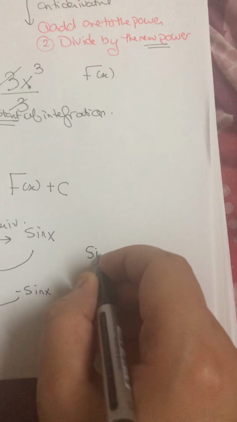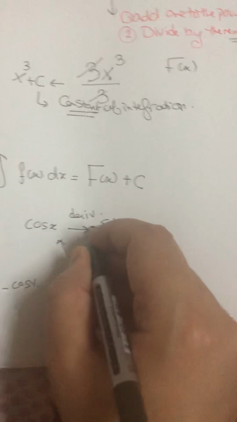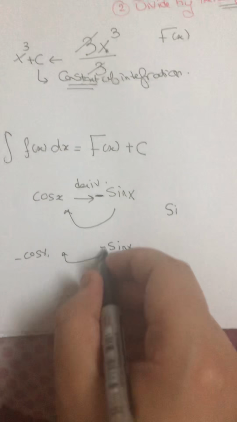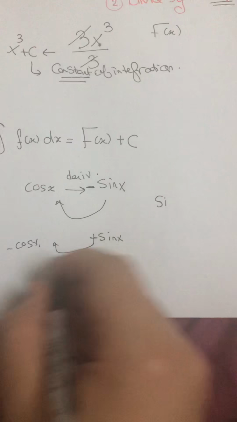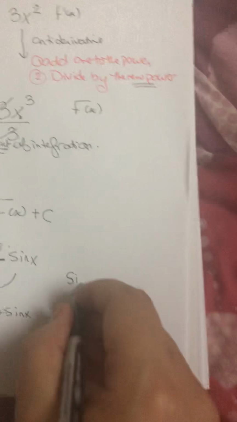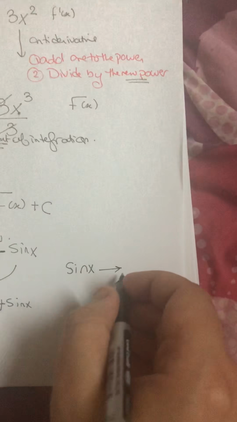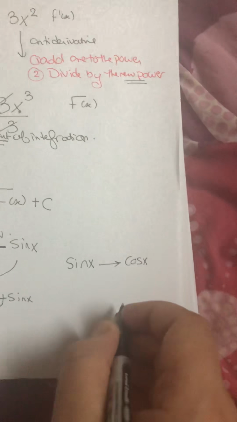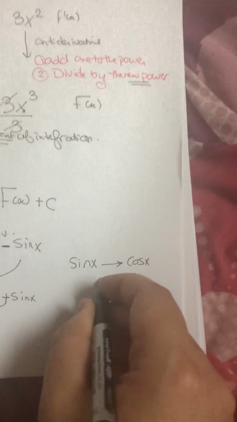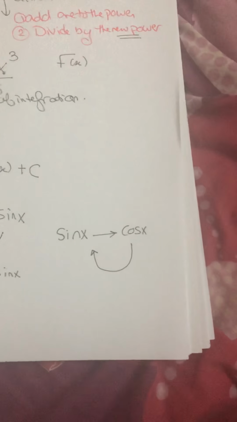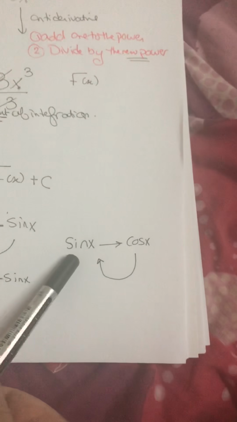If I know that the derivative of cosine x is negative sine x, and the derivative of sine x is cosine x, then the antiderivative of cosine x is sine x, and of course the antiderivative of negative cosine x is negative sine x, and so on.